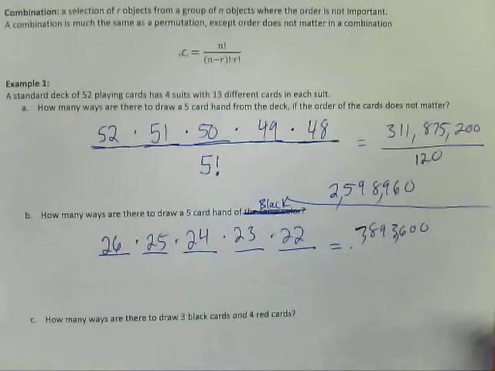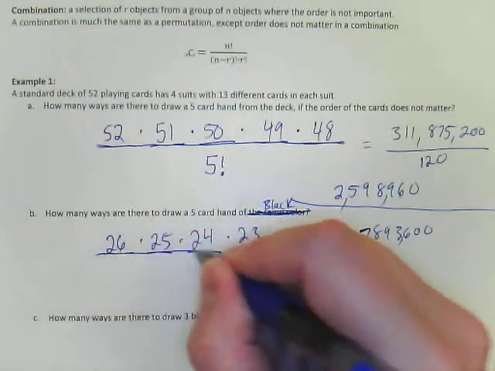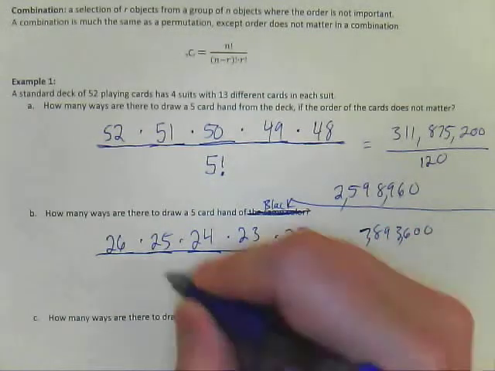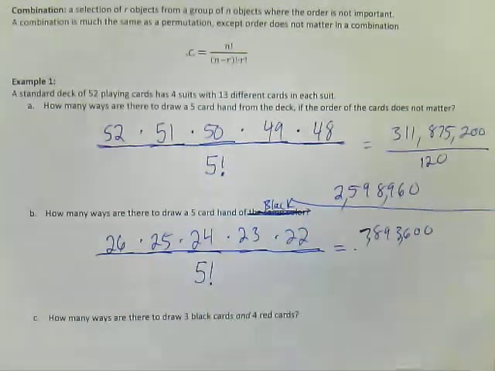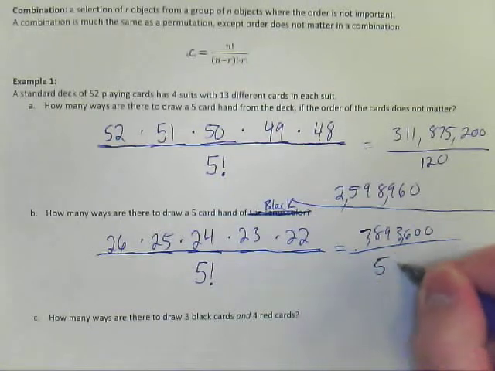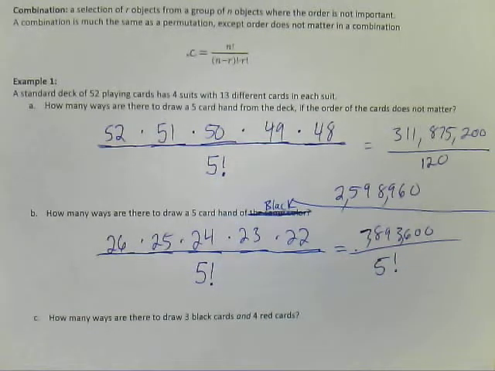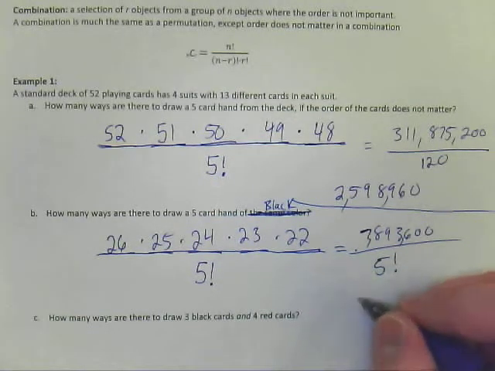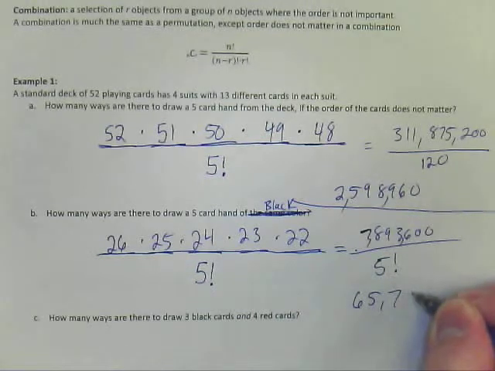So if I don't care about the order, what I'm going to need to do is take this and divide by the number of ways to arrange 5 cards, which again is 5 factorial. So we take that nearly 8 million divided by 5 factorial, which is 120, and you get 65,780.